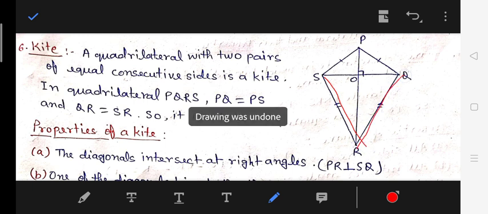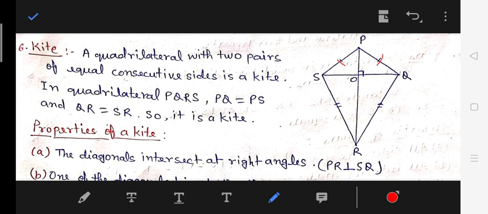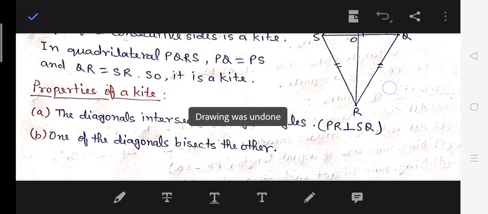SR and RQ, these two are the adjacent sides. Both are equal. So here in this quadrilateral PQRS, PS and PQ are both adjacent sides, both are equal, as well as SR and RQ, both are adjacent sides, both are equal. So if in this quadrilateral both pairs of adjacent sides are equal, it is a kite. So it means PQRS is a kite.